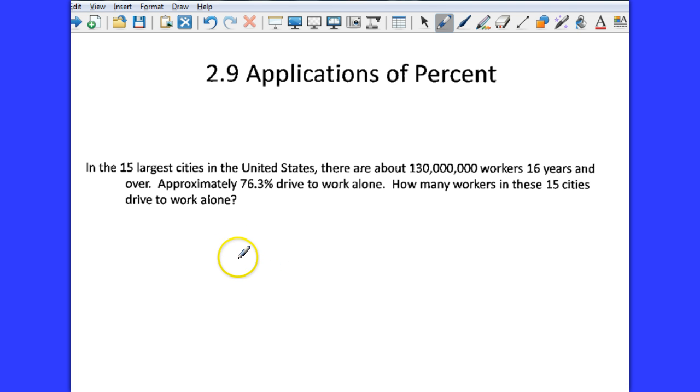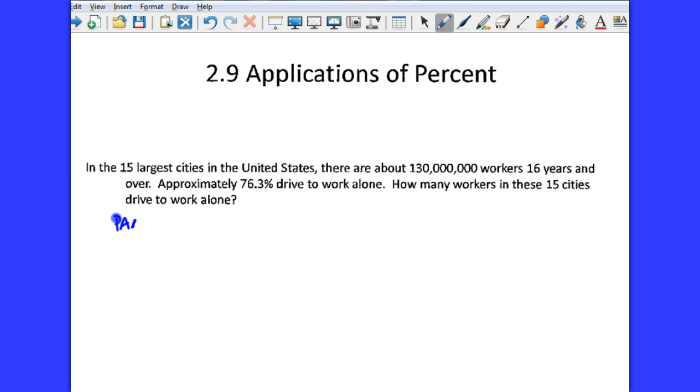This particular problem says in the 15 largest cities in the United States, there are about 130 million workers 16 years and over. Approximately 76.3% of them drive to work alone. How many workers in these 15 cities drive to work alone? Well, I'm going to use a proportion on this.